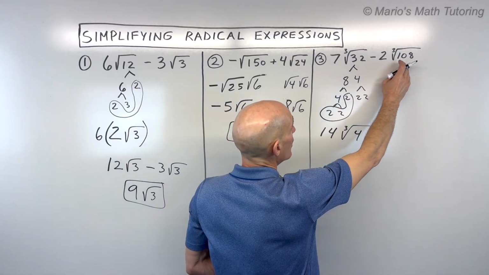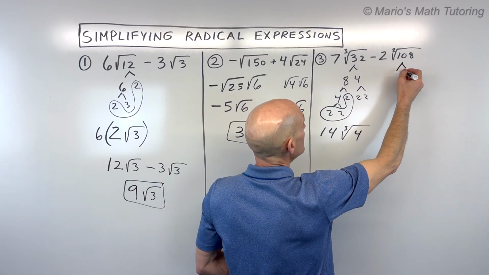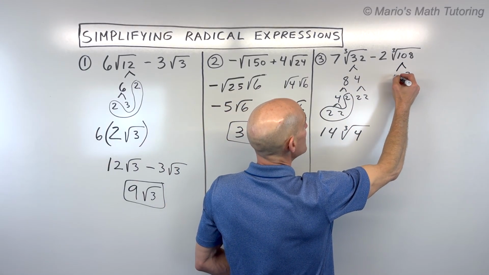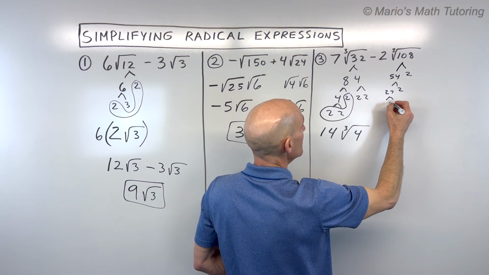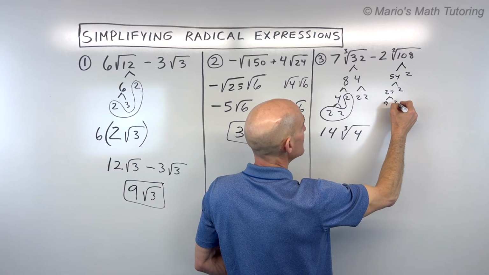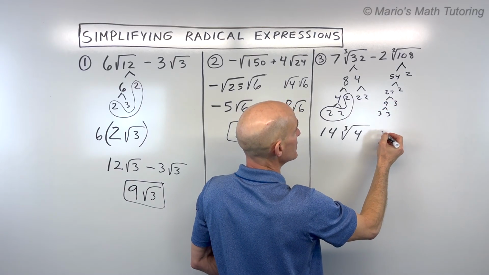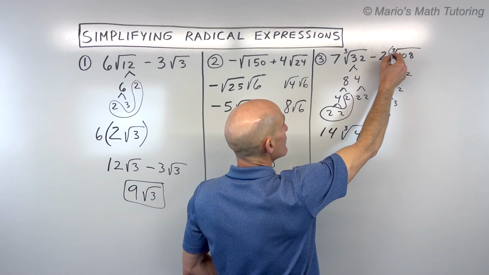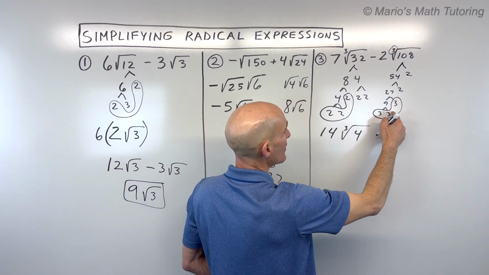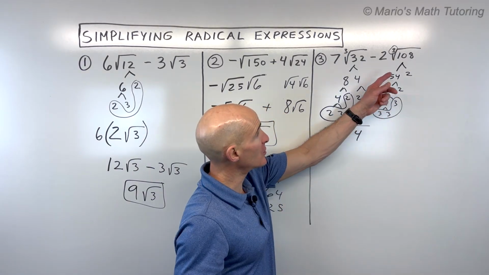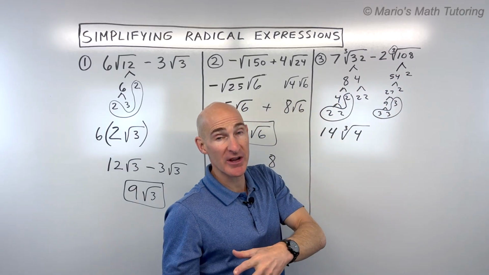Now over here, 108, let's do the same thing. 108 is 2 times 54, and 54 is 2 times 27, and 27 is 9 times 3, and 9 is 3 times 3. So again, we're looking for groups of 3 since it's a cube root. So here's 3 of the same numbers. That's going to come out to 3 cubed. The cube root of 3 cubed is just 3.